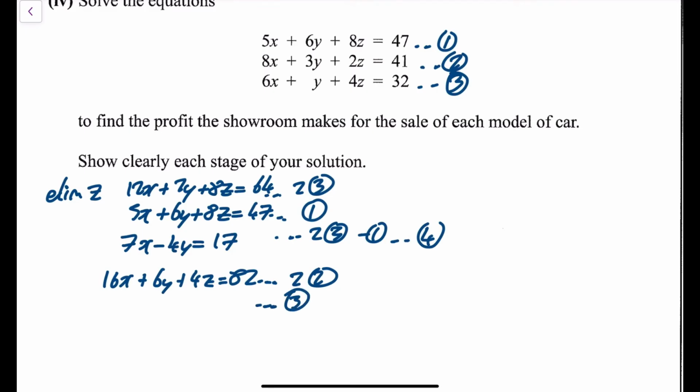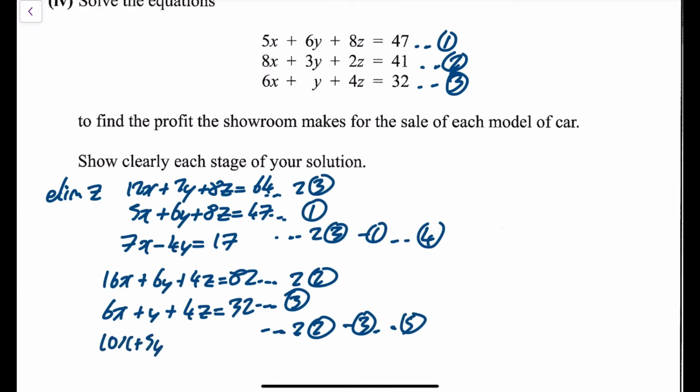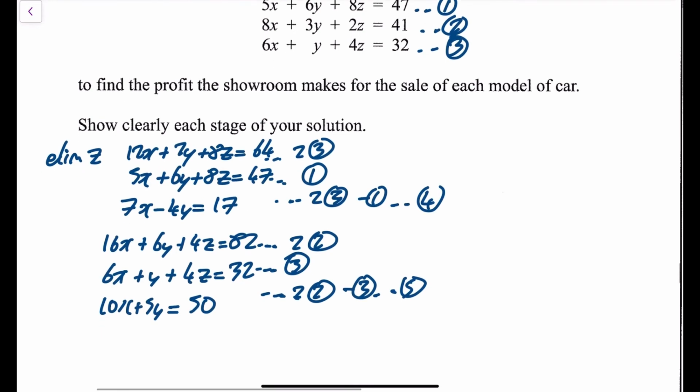So I'm going to write down my equation 3. First of all, it's 6x plus y plus 4z is equal to 32. And if you subtract, so if you do equation 2 times equation 2 minus equation 3, that's going to give me equation 5, which is going to be 10x plus 5y equals 50. Okay, that's my equation 5.